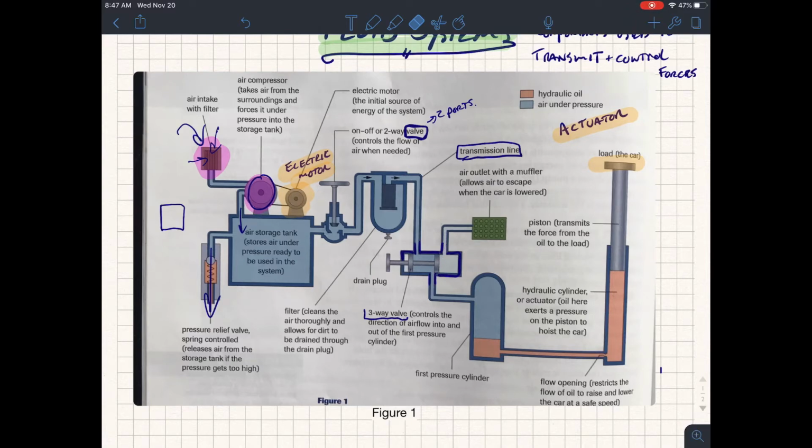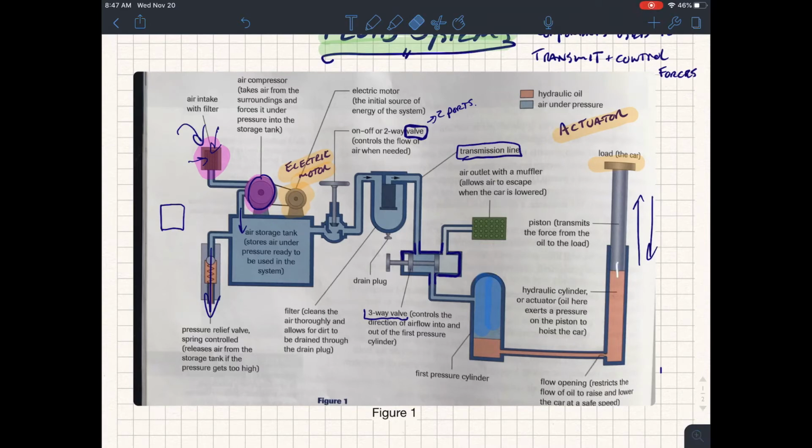What is the purpose of this valve? Well, it says right here that it controls the direction of airflow into and out of the first pressure cylinder. The first pressure cylinder is this guy right here. Here we have a muffler that allows air to escape, because we not only want to lift the car, but we want to be able to lower the car as well.